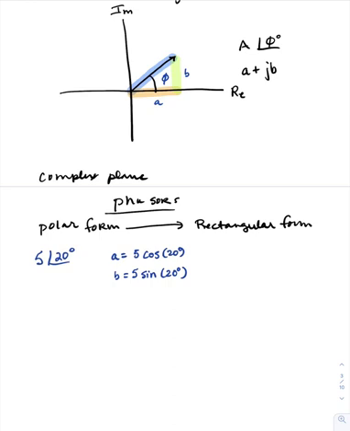So A is, make sure your calculator is in degree mode. 5 cosine 20 is 4.7. 5 sine 20 is 1.7. So in rectangular form, this would be written as 4.7 plus j1.7.